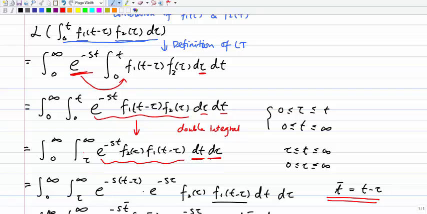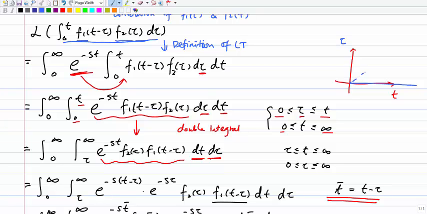If you look at the integration region for the first one, tau is from 0 to t, and t is from 0 to infinity. If I could draw it, let's say this is t, so t can be anywhere from 0 to infinity. But my tau has to be less than t. Let's say this is tau. Tau has to be greater than or equal to 0, but less than or equal to t.